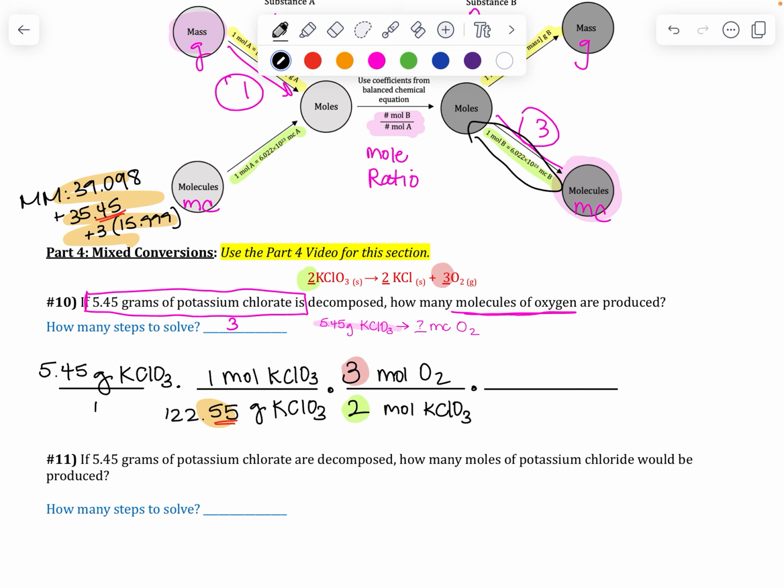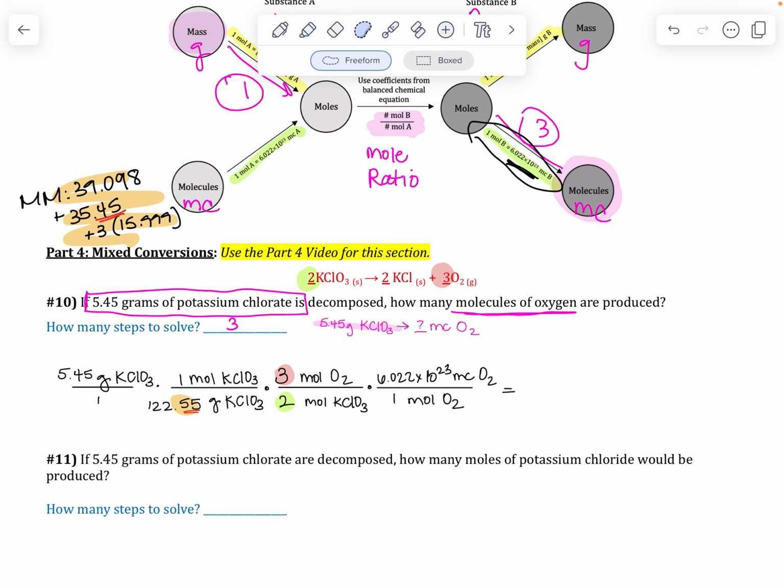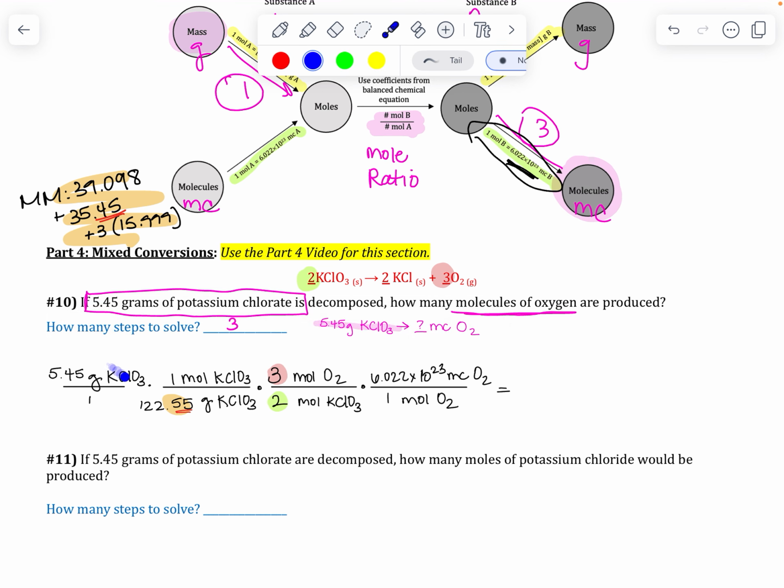That's Avogadro's number. And so to get rid of moles of oxygen, which is what I currently have up here in the numerator, I need 1 mole of oxygen in the denominator, and then my 6.022 times 10 to the 23rd molecules of oxygen, which is the other part of that conversion factor, is going to go into the numerator. Once we have this set up, we use our units to make sure that we have the correct setup, making sure our units are canceling, and then I can go through and do my math.